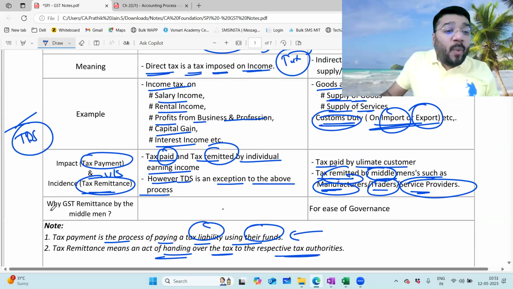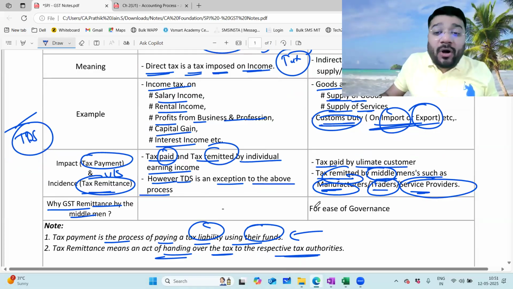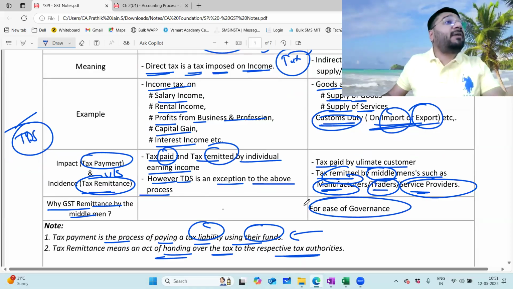Why is GST's remittance done by the middleman? For ease of governance. What governance means, we'll understand through an example.